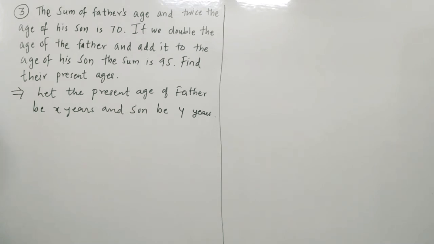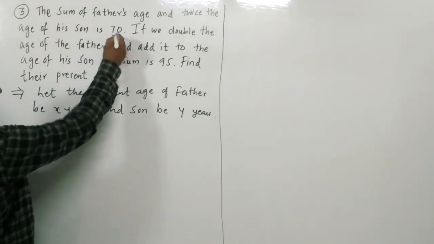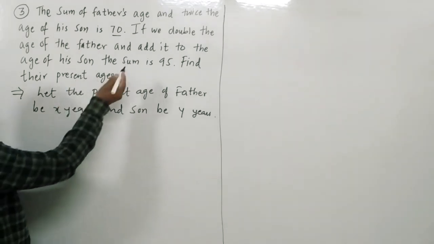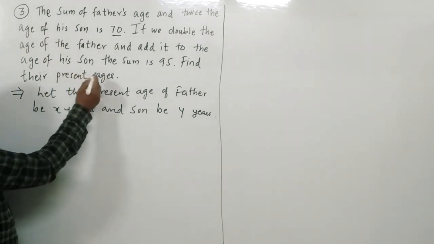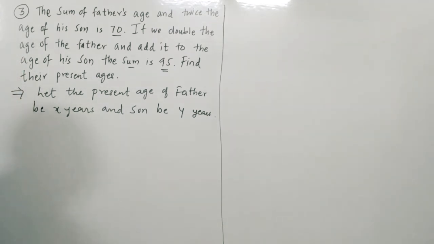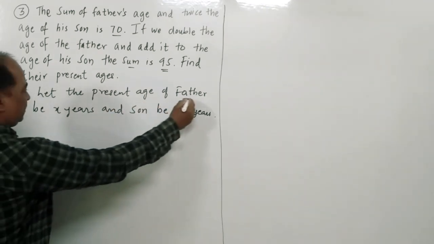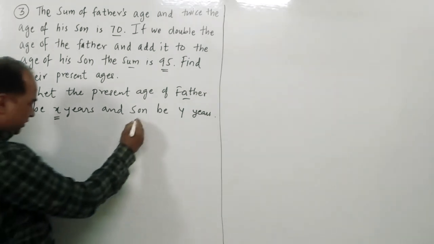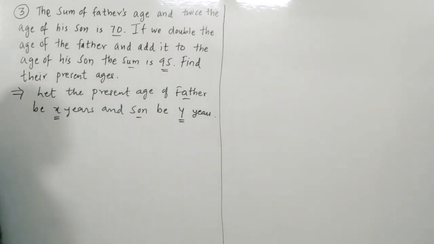Third example: the sum of father's age and twice the age of his son is 70. If we double the age of the father and add it to the age of his son, the sum will become 95. Find their present ages. So here let us assume that the present age of the father is x years and the son is y years.